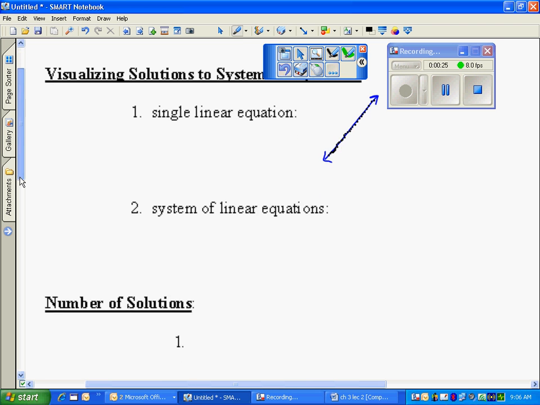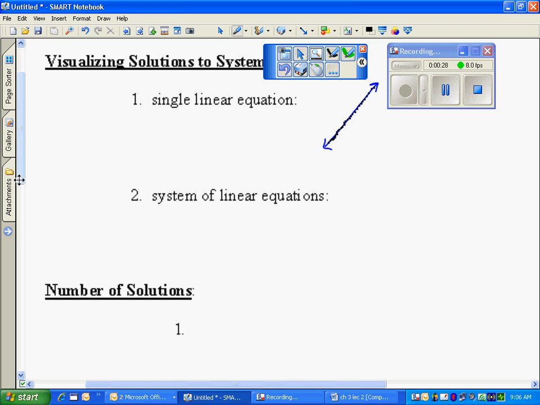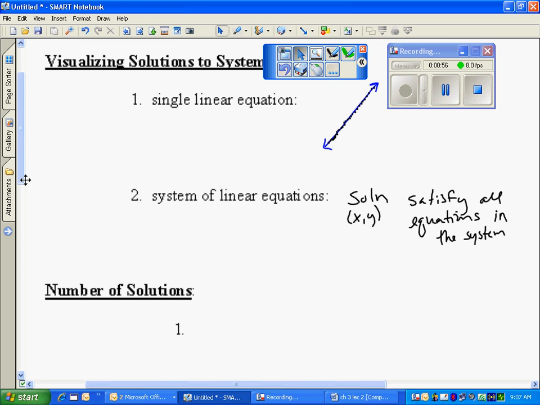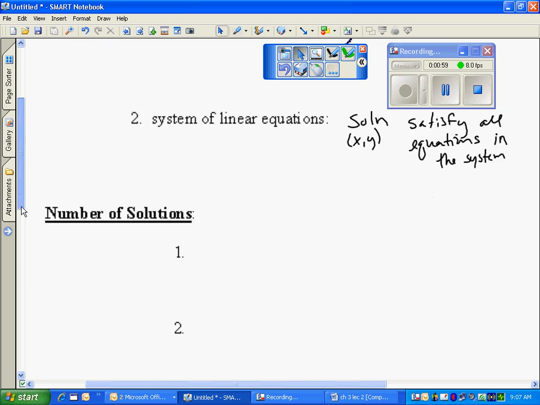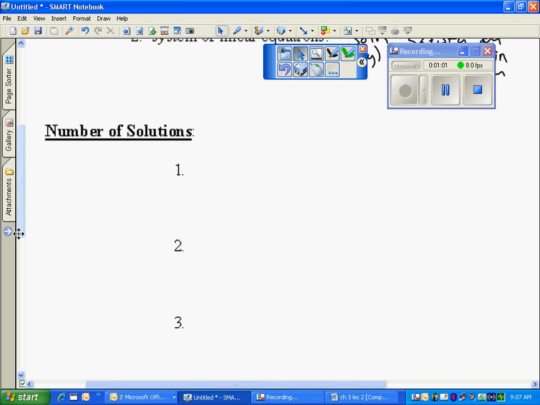Now, if I was looking at a system of equations and wanted to find its solution, that means it's going to be an ordered pair, x and y, and that solution satisfies all equations. In other words, that ordered pair would uphold the equal sign to all equations in the system. There's no limit to the number of equations in a system, but a solution must satisfy all equations in that system. So what will they look like in a system?